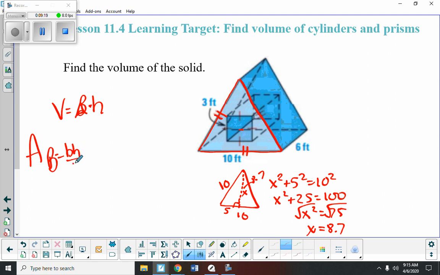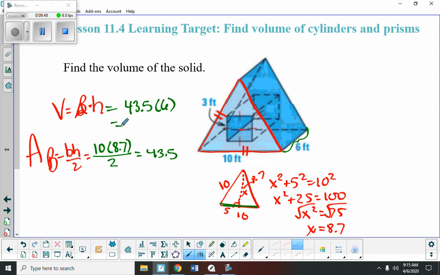So the area of the base, it's a triangle. It's base times height divided by 2. So the entire base of the triangle is 10. The height we found was 8.7 divided by 2. And that is 43.5. So to get the volume of the triangular prism, the area of the base is 43.5. The height, that is the distance between the bases, that is 6. So you get 261. That's the volume of the triangular prism.